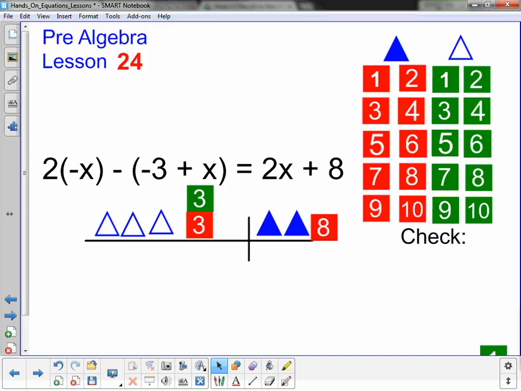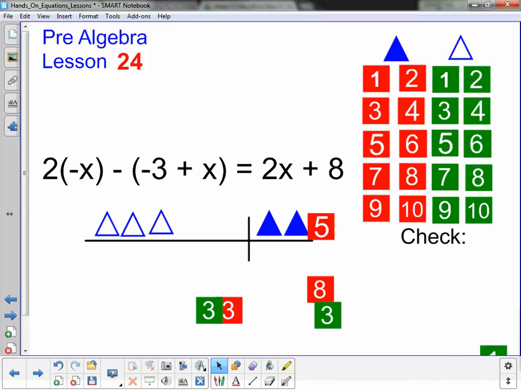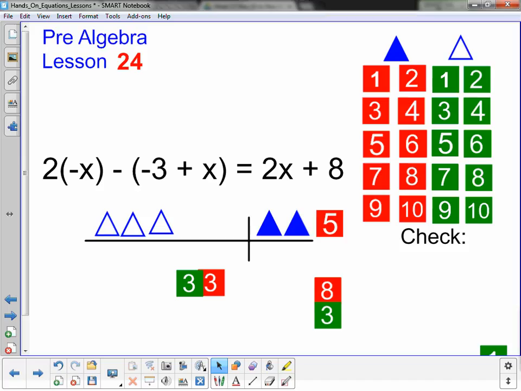So I mean a green 3 to both sides would have to go in. Well, the green 3 and the red 3 cancel each other off. A negative 3 and a positive 3 cancel each other off. Well, a negative 3 and an 8 leaves us with a 5. So these two drop down to be a 5. Now I have 3 of the opposite of x's and 2 of the x's plus 5 having to be equal to each other.